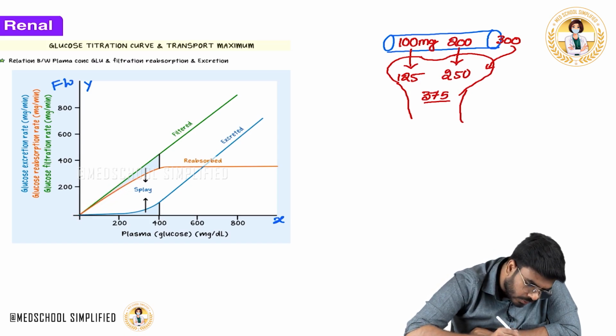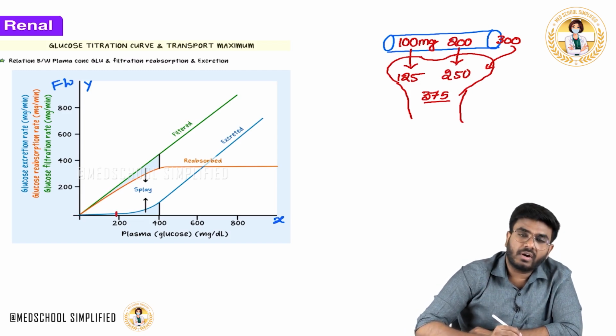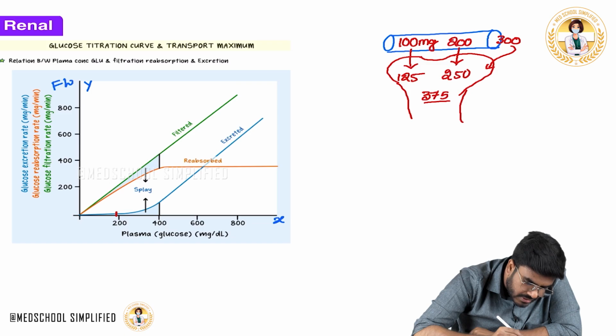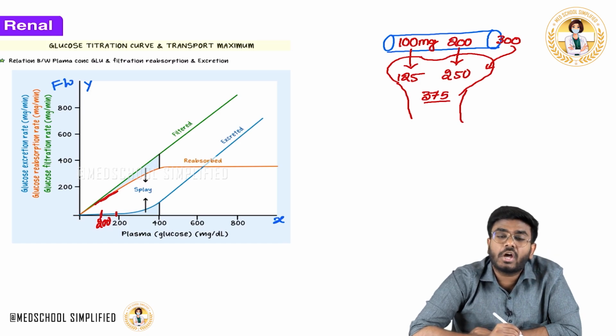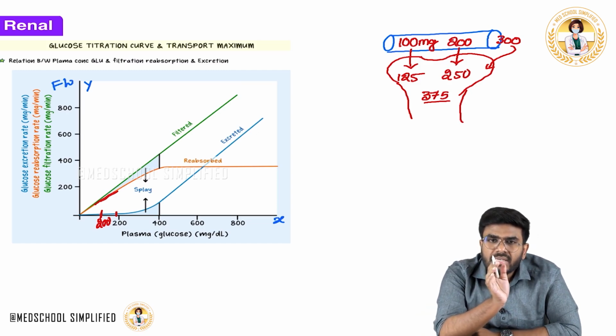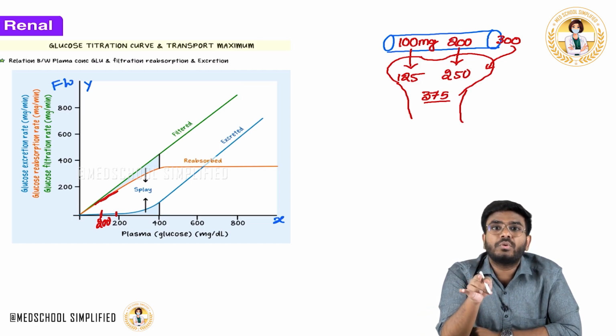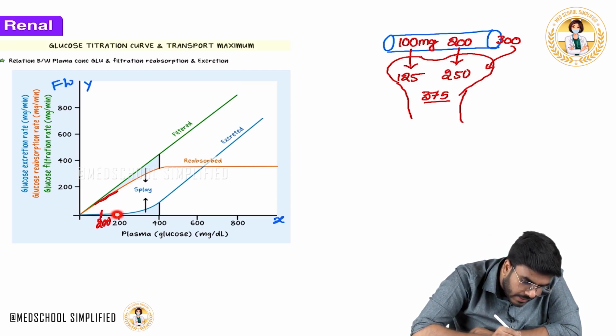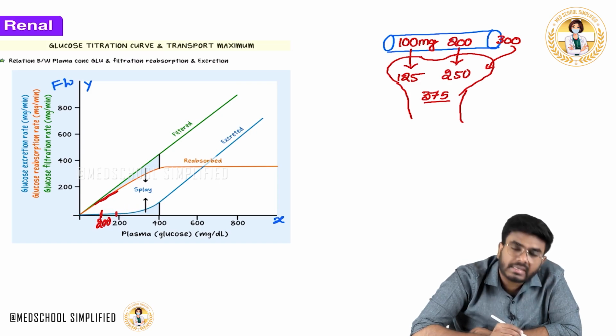But especially at 200 plasma glucose concentration, what happens? Actually 200 should be somewhere over here. That's the exact value, because now for the first time reabsorption and filtration are not exactly the same. So now whatever is getting filtered is not exactly getting reabsorbed. A little deviation is seen. It means some glucose molecules are getting into the urine. So that's why exactly at 200 the excretion curve has started.